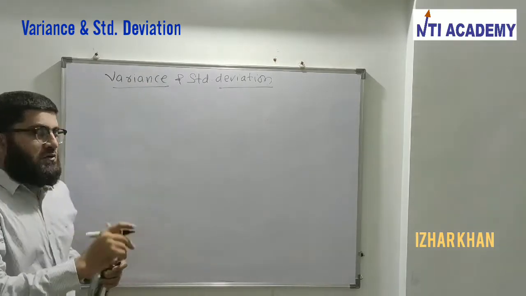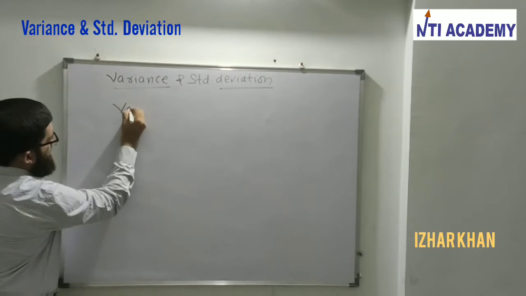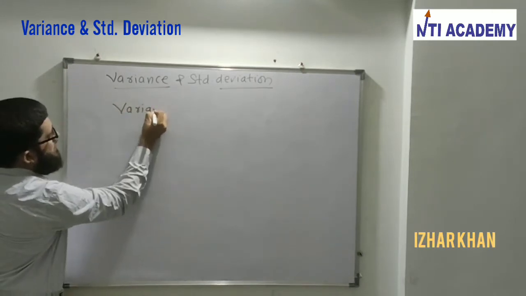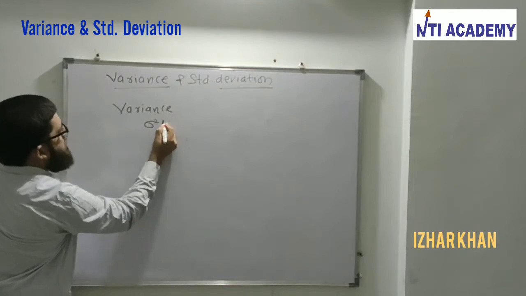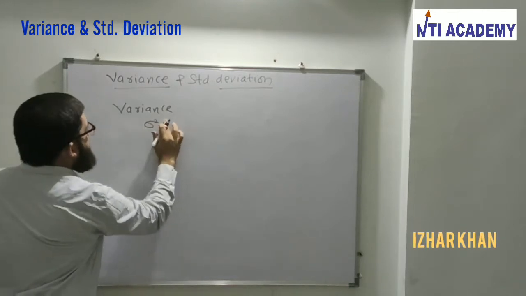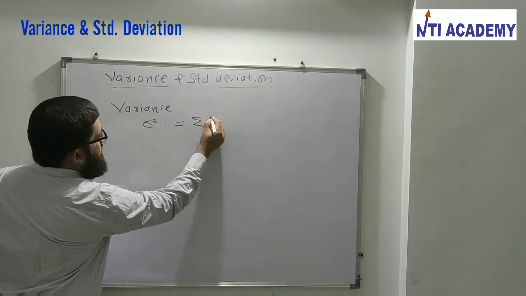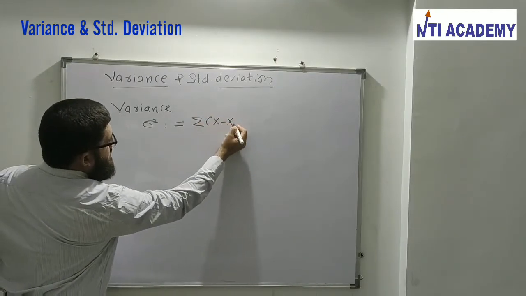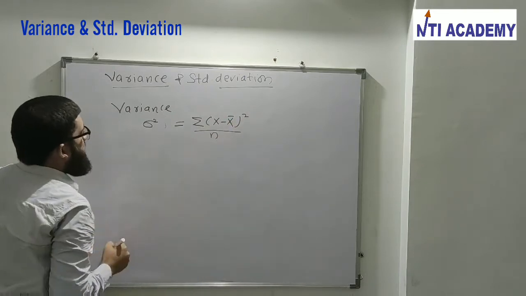First of all, let me put forward the formula for you. The formula for variance is sigma square equals the summation of x minus x bar the whole square upon n.